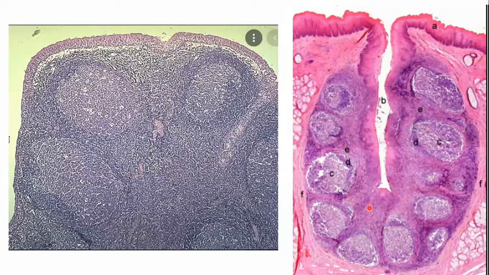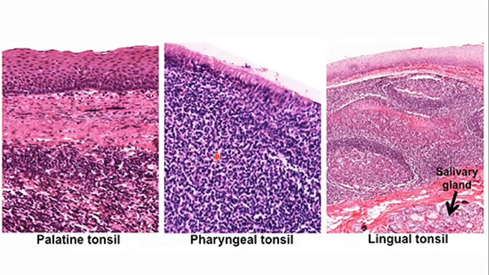So this is the palatine tonsil and this is the pharyngeal tonsil. You should know the difference between the two by recognizing the epithelium. This epithelium is stratified squamous, non-keratinized. On the surface you can see the nuclei. So this tonsil will be the palatine tonsil, and this is the pseudostratified epithelium. So this is the pharyngeal tonsil.